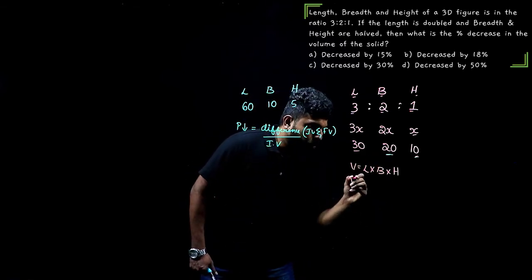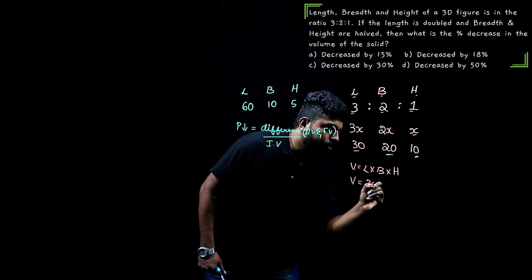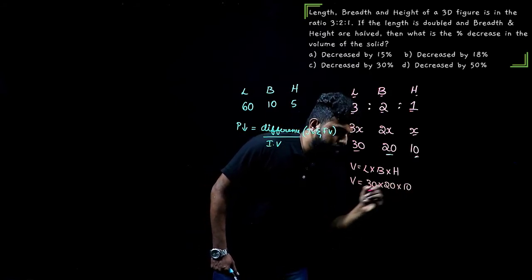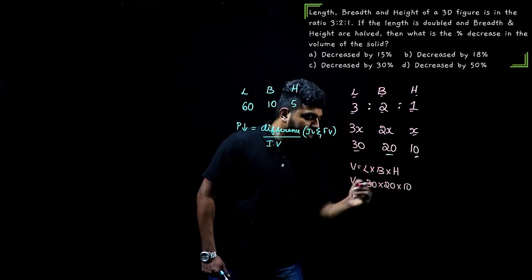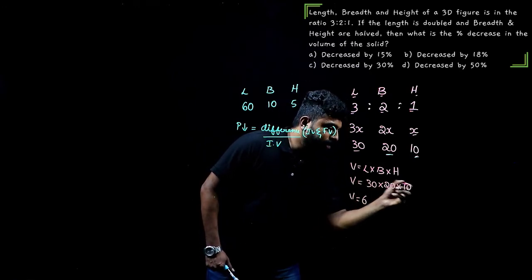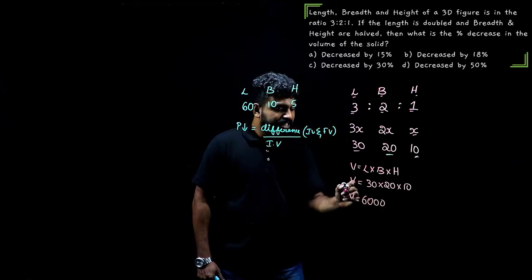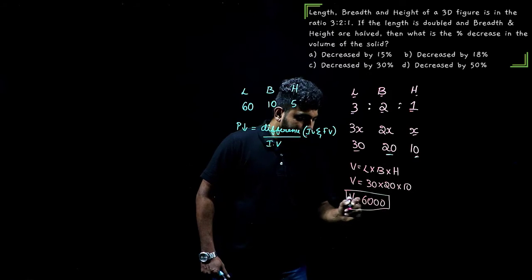So what will be the volume here? Volume will be 30 into 20 into 10, which will give me 3 into 2 gives me 6 plus 3 zeros. So it will be 6000. My initial volume was 6000.